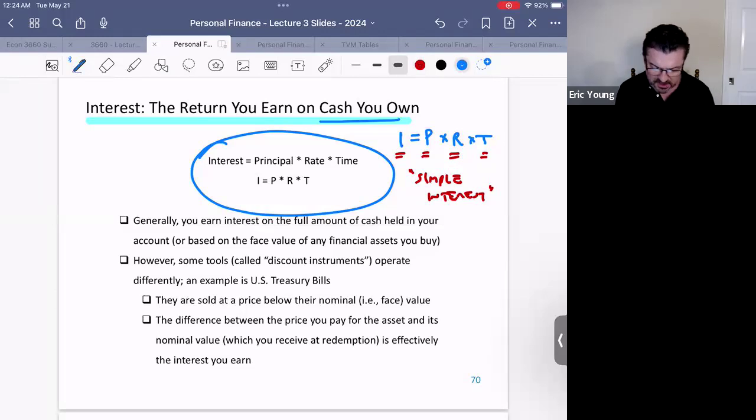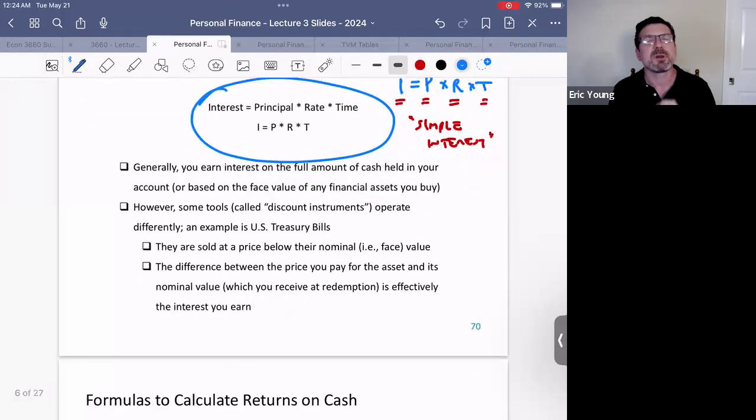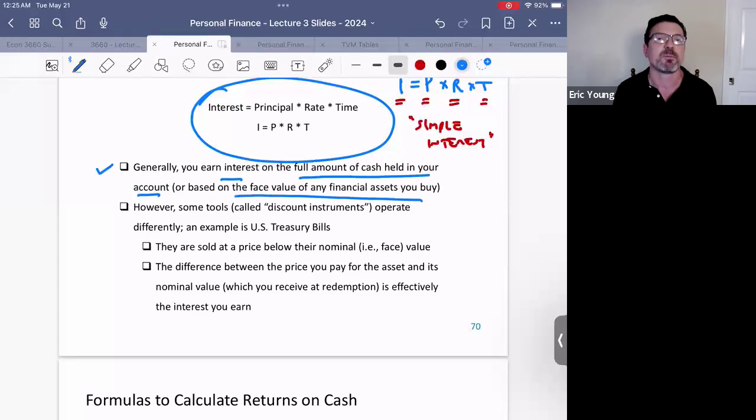Now, it's a very straightforward concept. One little kind of sort of, not a glitch, but one little special case. Almost always when you earn interest, it's just paid on the full amount of cash that you have in your account. Or if you buy a financial instrument like a corporate bond, your interest is based on the face value of the bond. So generally speaking, most of the time, the interest that you earn is a function of the amount of money that's in your account or the face value of the asset that you bought.